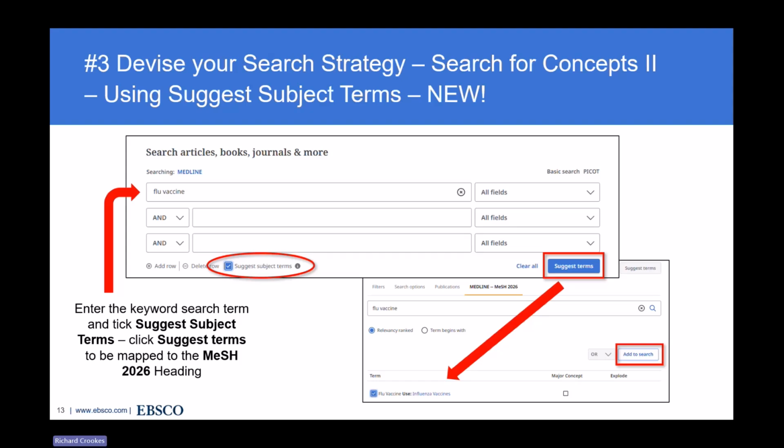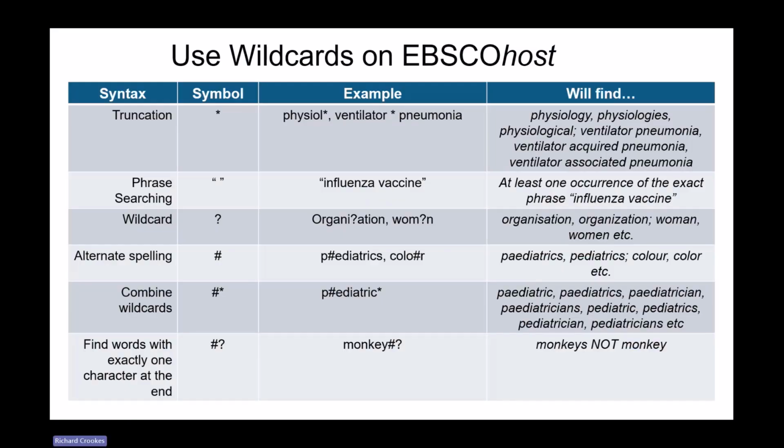And that in turn, once clicked, will take you to the MeSH thesaurus, and then you will see you've got the term available. So again, the process is enter the keyword search, select suggest terms. That can be defaulted to on, by the way. Then click suggest terms, and then that will map you to the appropriate MeSH term. So it's one way of finding out what the MeSH term is itself. And you can add that to the search. Okay, so that's the title or abstract and subject searching.